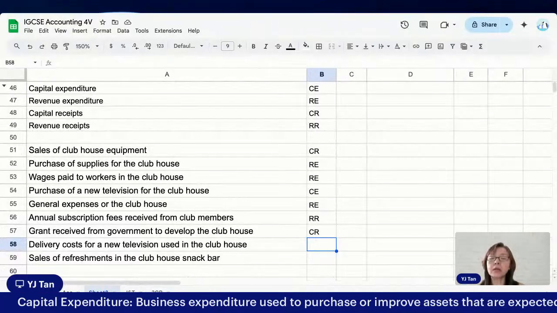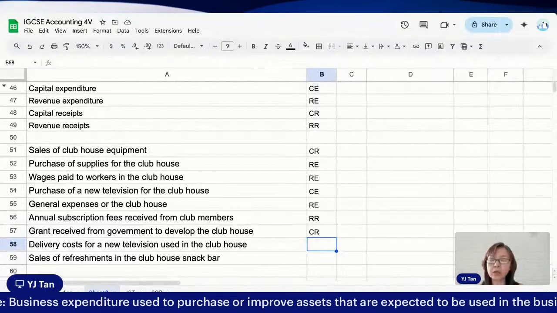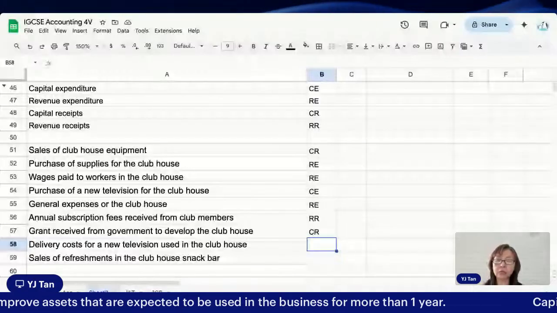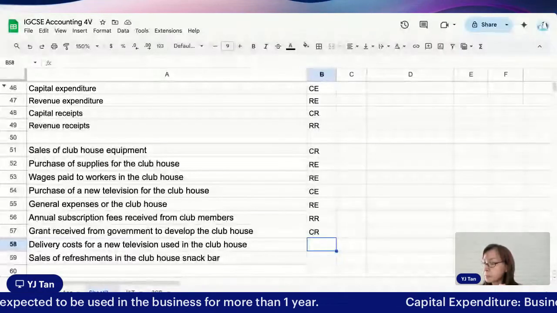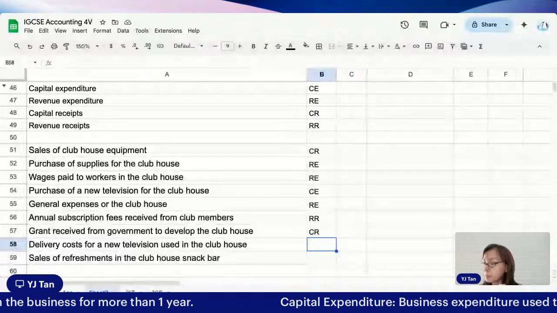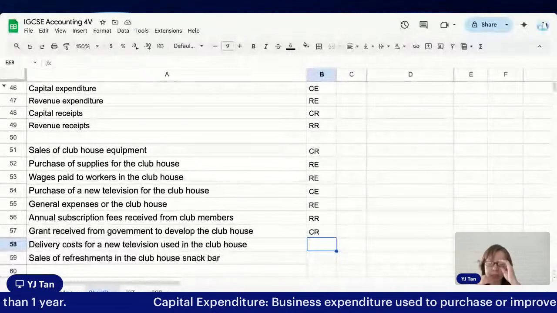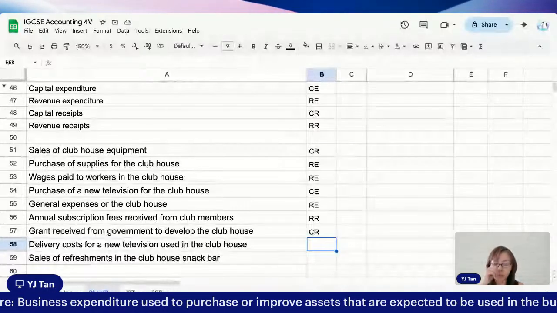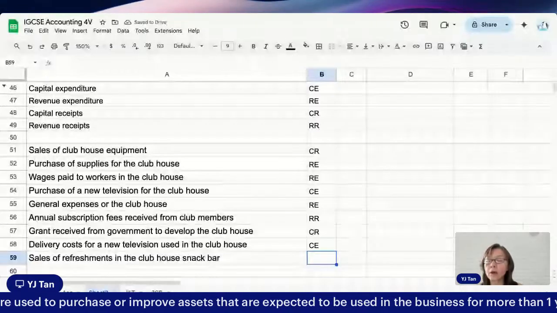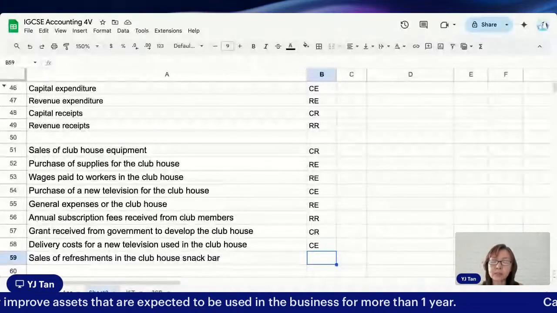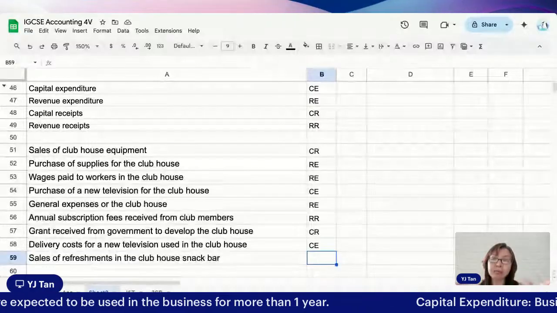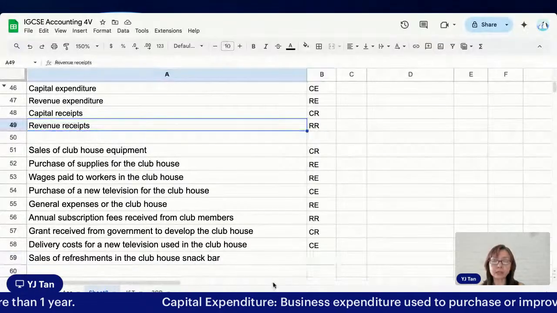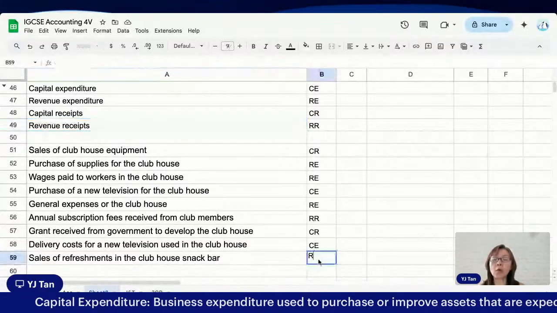Delivery cost for a new television to be used in the clubhouse. This item is for the television to come in, so it is considered a capital expenditure. And then the last one, the sales of refreshments in the clubhouse snack bar. We sell some refreshments and earn income, so it's a receipt. But this one is an ongoing operation, so it should be a revenue receipt.